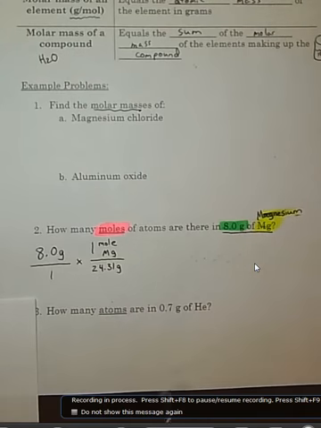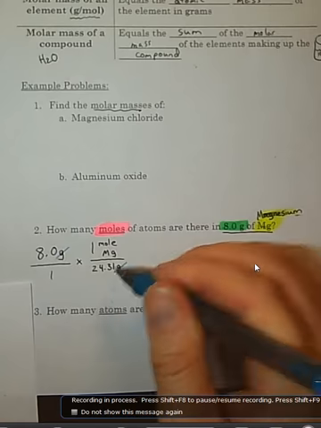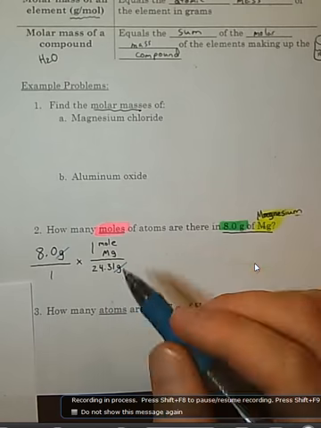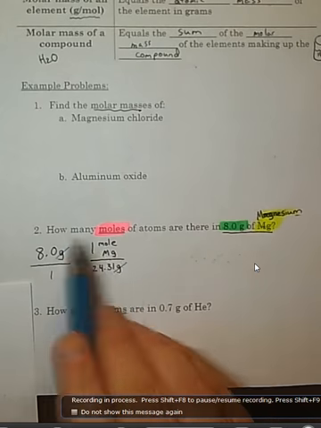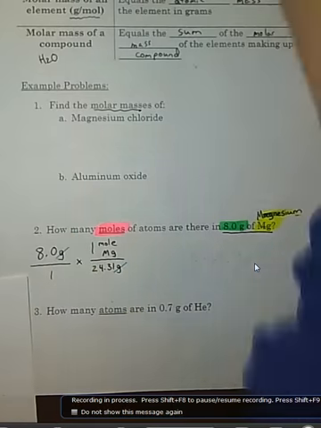Let's see what cancels out here. If I take a look here, grams and grams are gone. That's another good key that we're setting this up correctly. And there's no unit here. We're left with moles. How many moles? What we're left with is matched up with what we're asking. We know we've done this problem correctly.